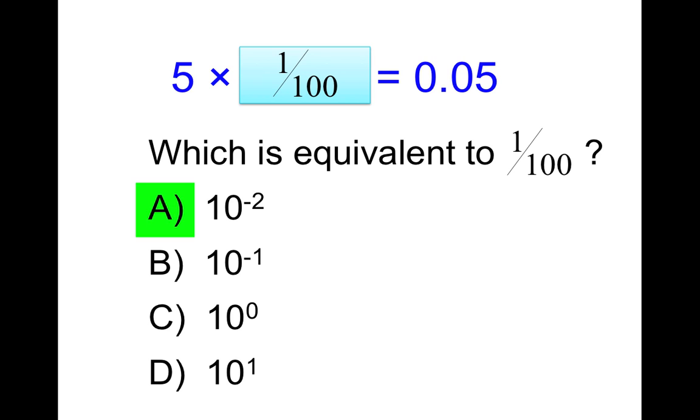1/100th is equivalent to 10 to the negative 2. Because remember, the meaning of negative exponents, 10 to the negative 2, means the same thing as 1 over 10 to the positive 2, or 1 over 100. So 0.05 in scientific notation can be written 5 times 10 to the negative 2.